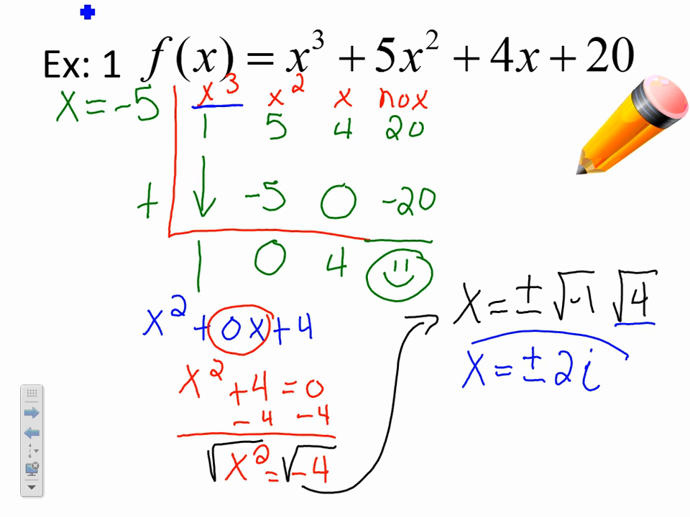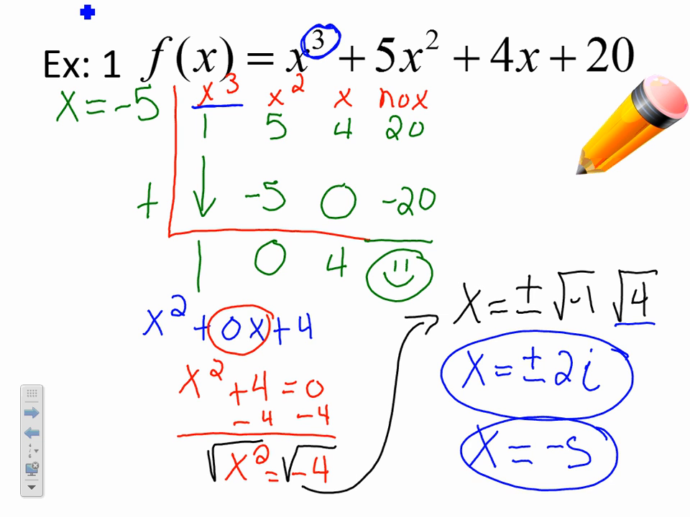So here are 2 solutions. Positive 2i and a negative 2i. There's 2 of them, but we have to have 3. Our other one we already wrote down, so our other one is x equals negative 5. There are 3 solutions, ladies and gentlemen. Alright, first example done. One more to go.